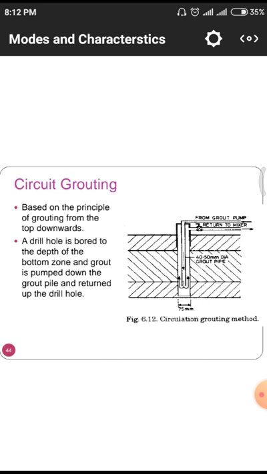A drill hole is bored to a depth of the bottom zone. That means at a particular point where there is sufficient room to inject a pipe, we have to select that point. From that particular point, we pump the total grouting material with the help of pressure and normal gauges.